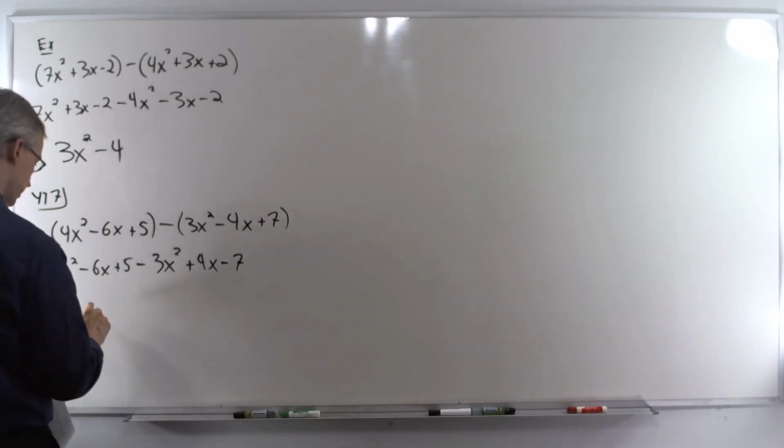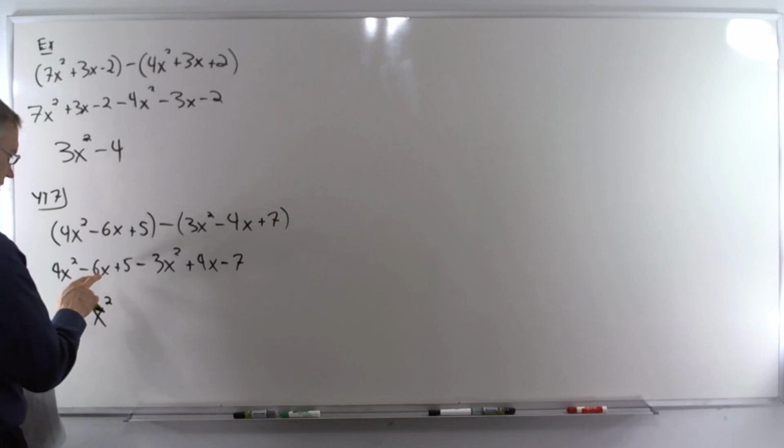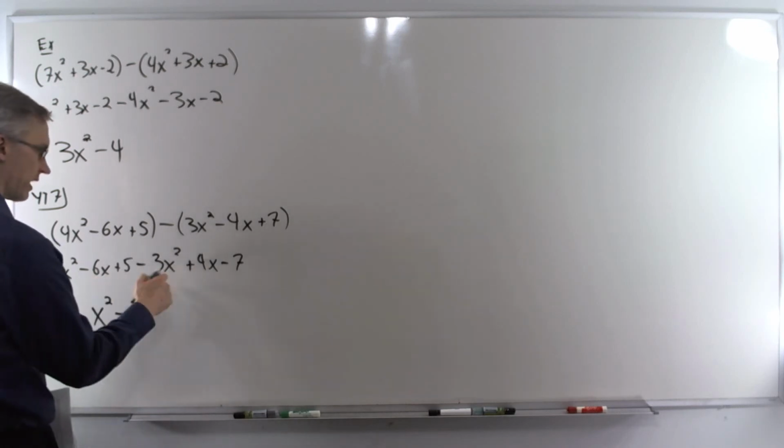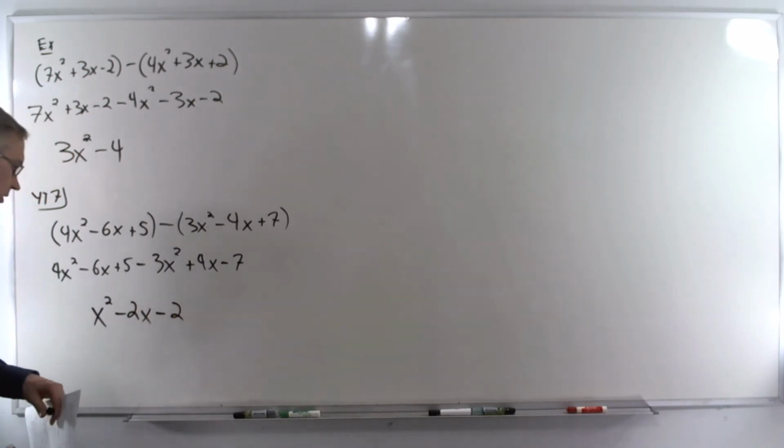4x squared minus 3x squared is x squared. Negative 6x plus 4x, that's minus 2x. And 5 minus 7 is minus 2. X squared minus 2x minus 2.